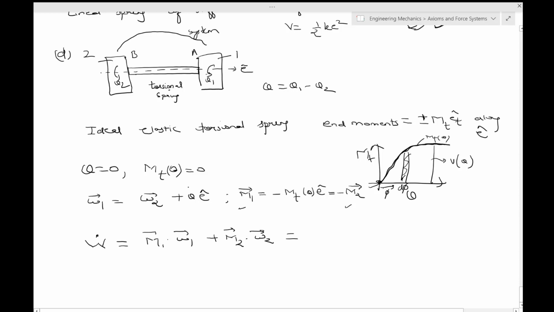Okay, so we don't want the spring to start accelerating, that's why M1 has to be equal to minus M2. Okay, now in this case one can write it as M1 dot (omega 1 minus omega 2), this is equal to minus of M_t of theta e hat dot theta dot e hat, theta dot, this implies dW is equal to minus of M_t of theta d theta.